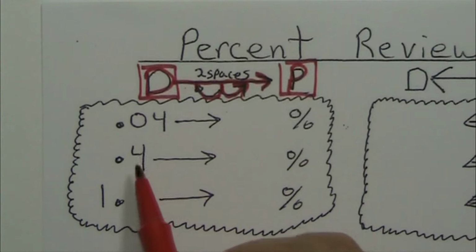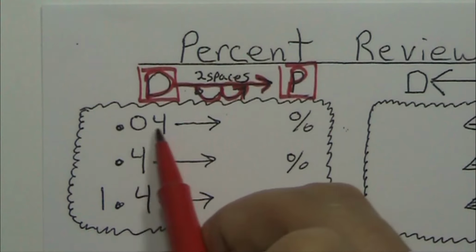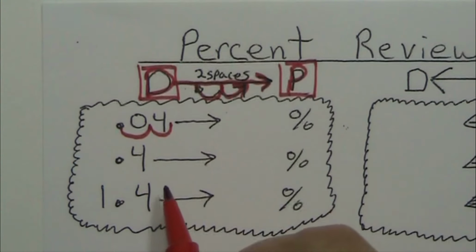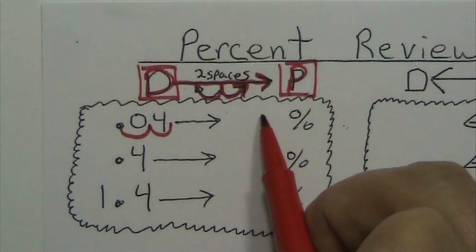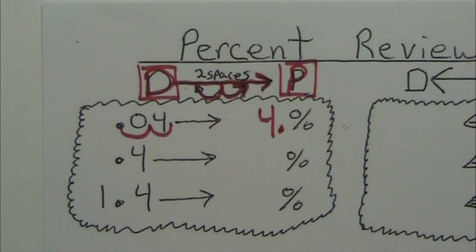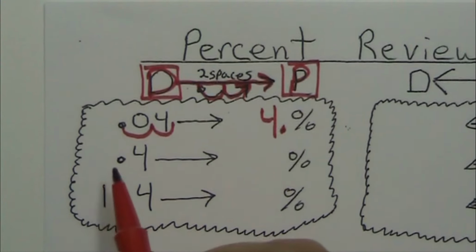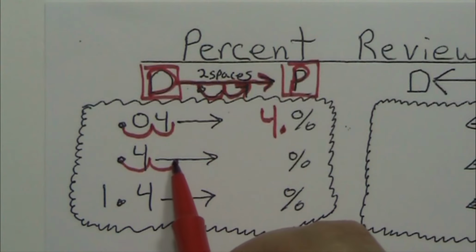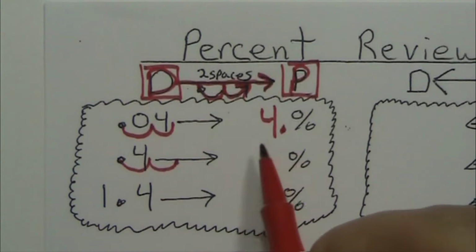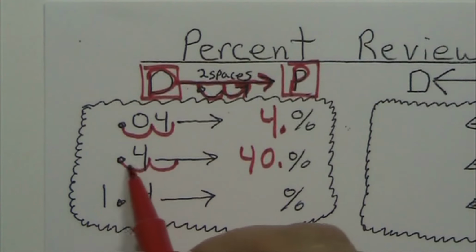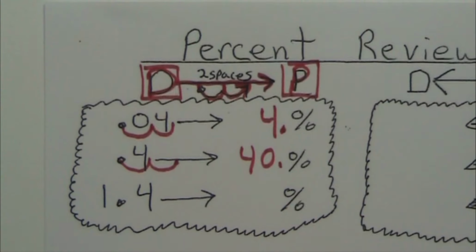Let's try that now. If I have 0.04, this decimal to a percent, move it over to the left 2 spaces. And what will that leave us with? The number 4. If you want to put the decimal, that's okay, you can do that. On this other one, we move it over 2 spaces. So we're going to have a little space holder there. It's going to be 40. 0.4 or 4/10 is the same as 40%.